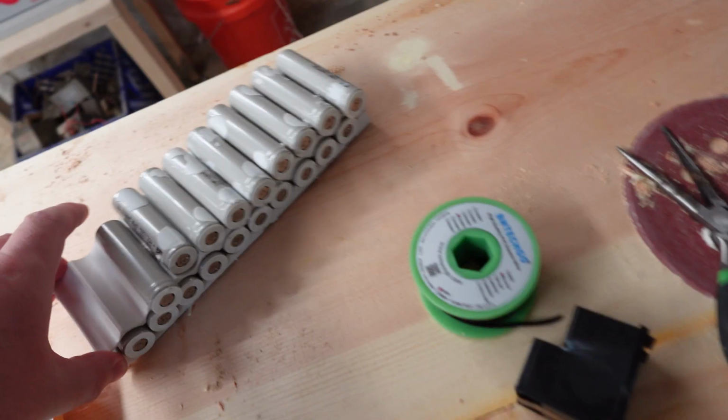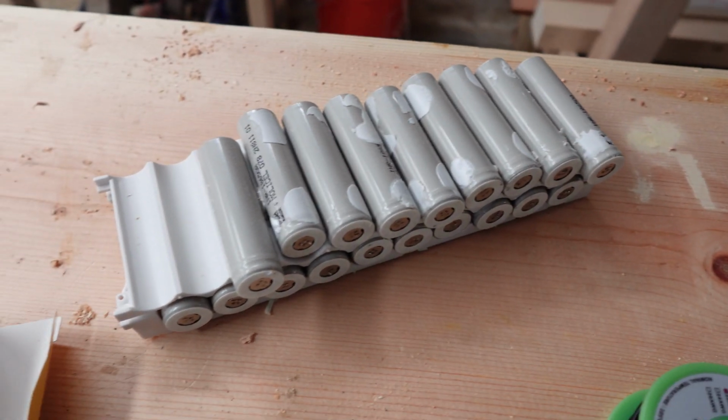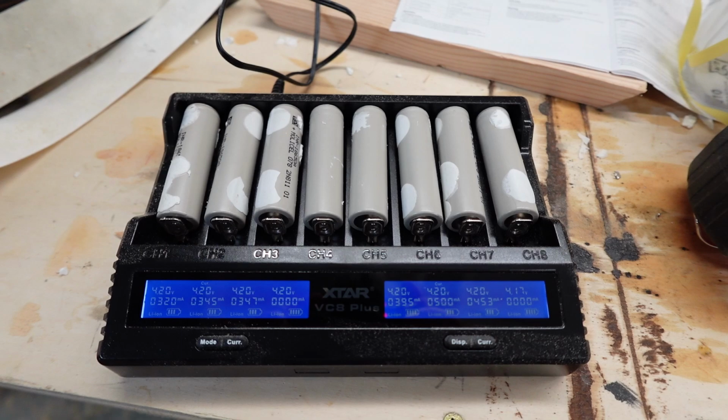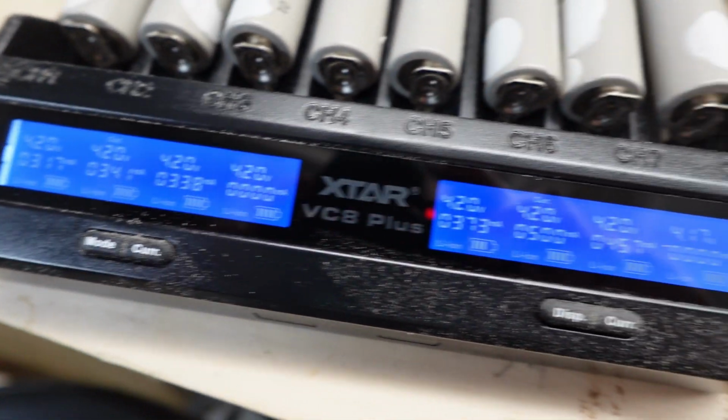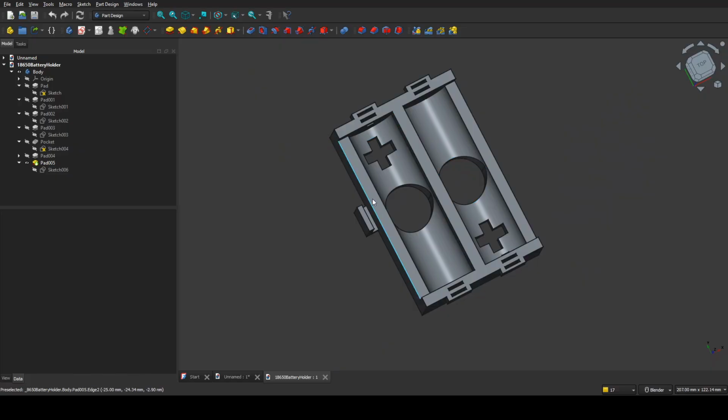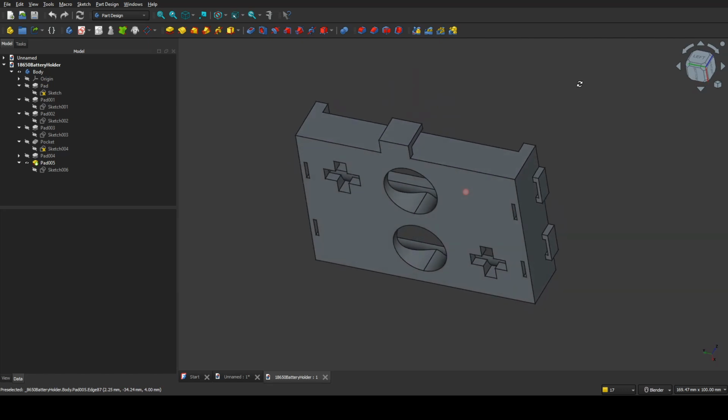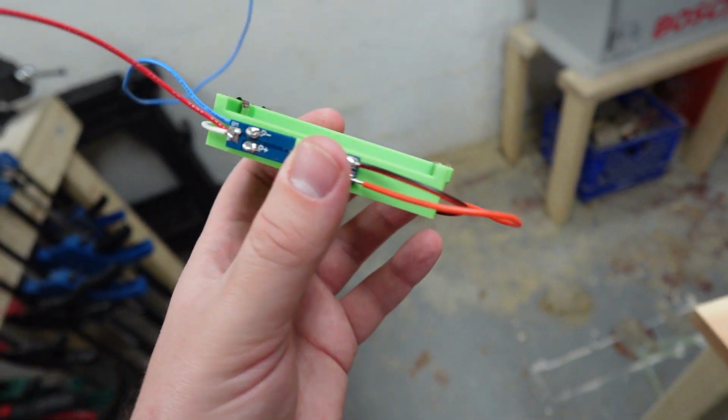I walked away with 21 healthy cells that were essentially trapped by a bad circuit board. They charged up without a hitch. I designed a battery holder in FreeCAD that I then 3D printed, and it turned out great.